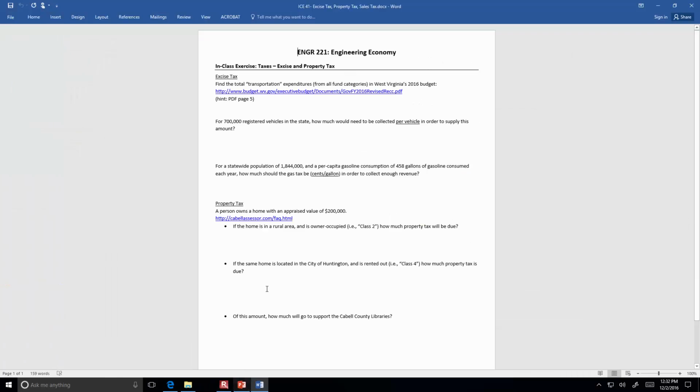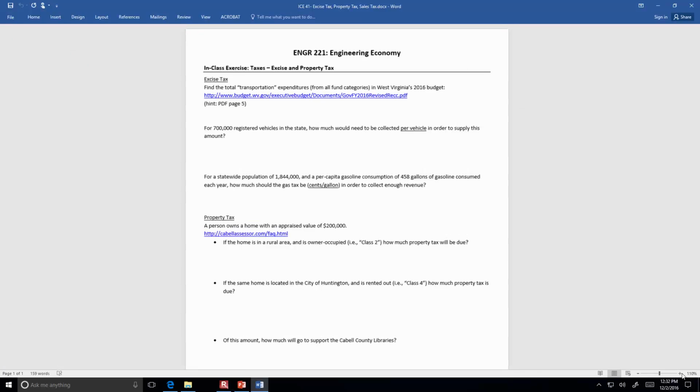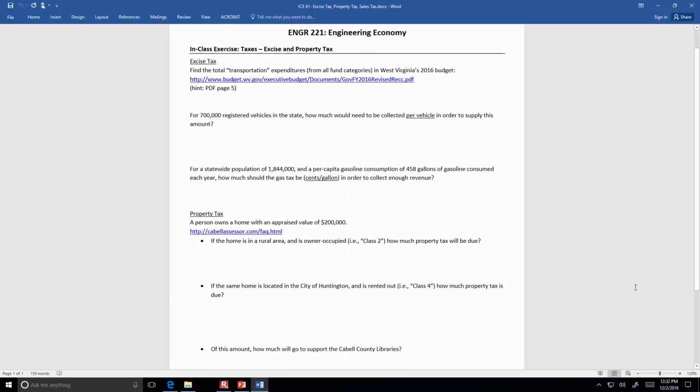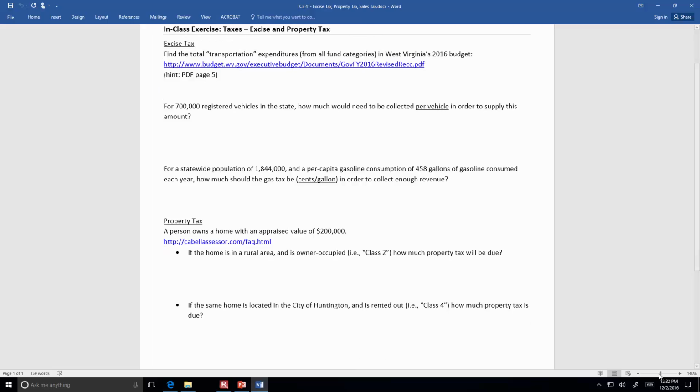All right, so here is the in-class exercise that I have for you today. What we're going to be doing is, like I said before, focusing on the gas tax, which is an example of an excise tax, and then on the property tax.